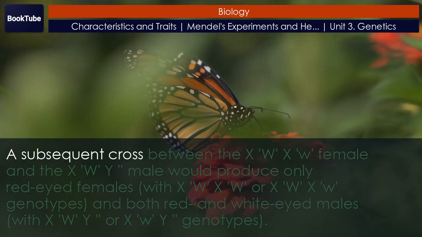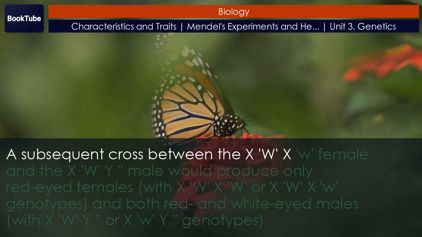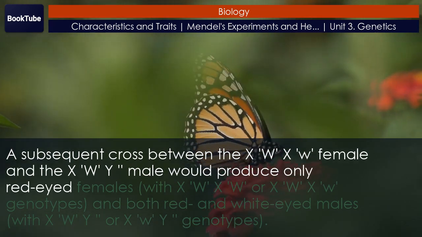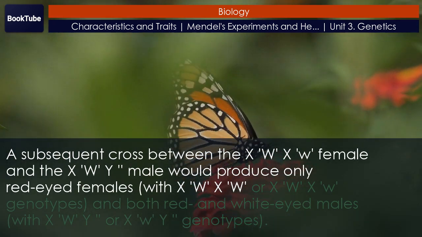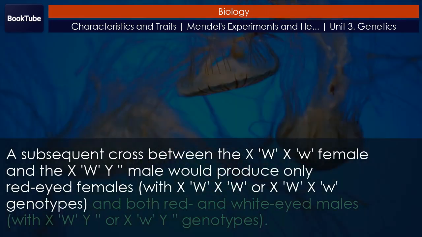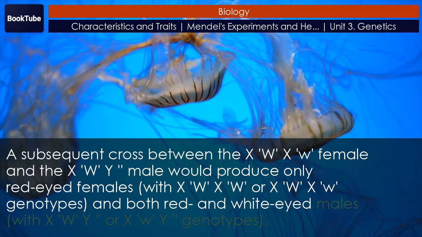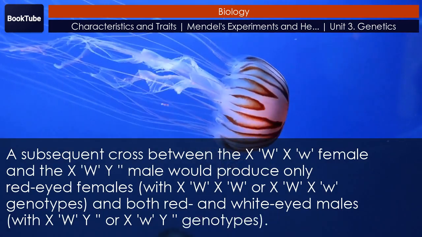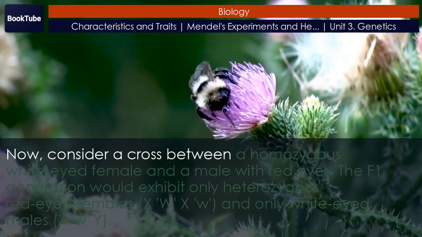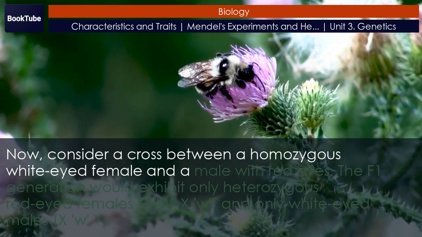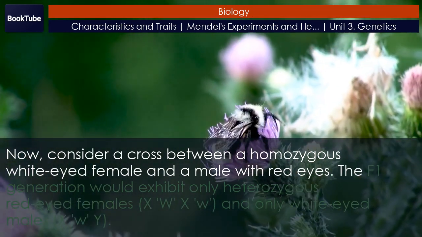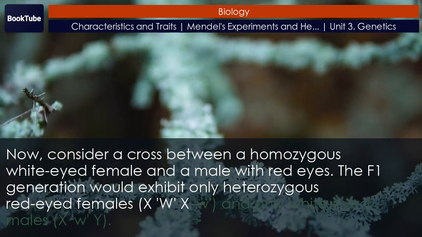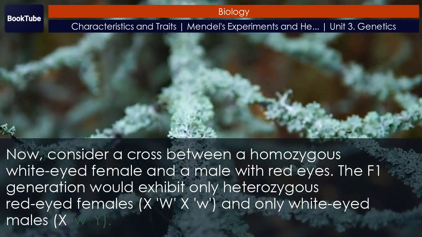A subsequent cross between the X^W X^w female and the X^W Y male would produce only red-eyed females with X^W X^W or X^W X^w genotypes, and both red and white-eyed males with X^W Y or X^w Y genotypes. Now, consider a cross between a homozygous white-eyed female and a male with red eyes. The F1 generation would exhibit only heterozygous red-eyed females, X^W X^w, and only white-eyed males, X^w Y.